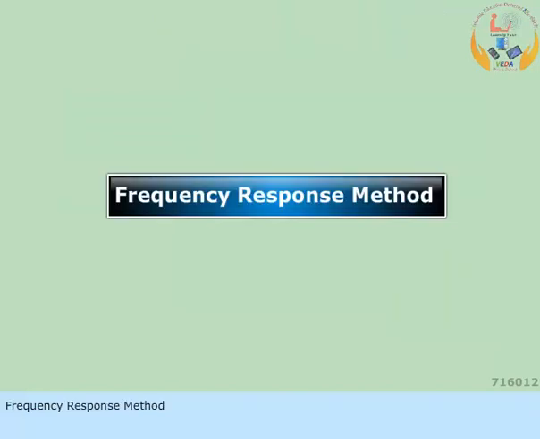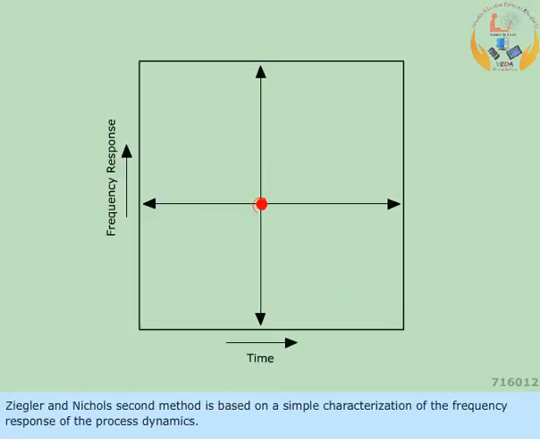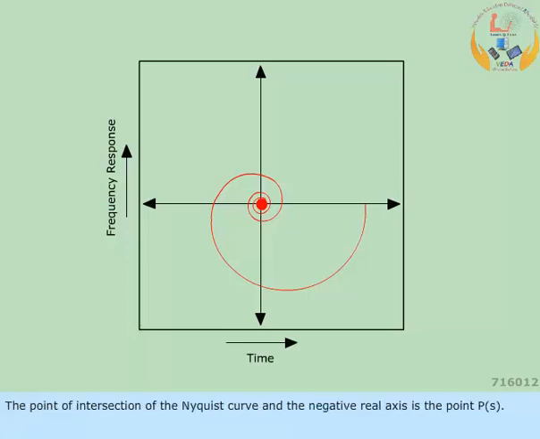The frequency response method. Ziegler and Nichols' second method is based on a simple characterization of the frequency response of process dynamics. The point of intersection of the Nyquist curve and the negative real axis is the point P of iω.